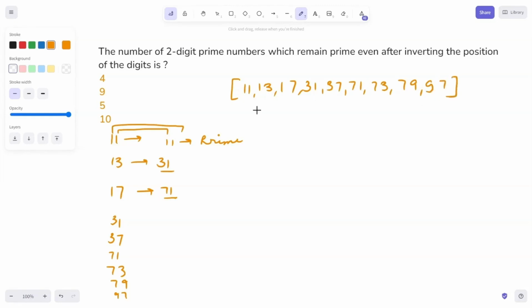So how many numbers are these? 1, 2, 3, 4, 5, 6, 7, 8, 9. So these are 9 numbers, and our correct option will be 9. Let me clarify, there is no shortcut trick to identify how many numbers. You have to simply go through each prime number and check it. So our correct option is 9.